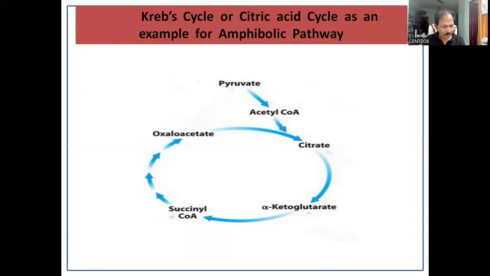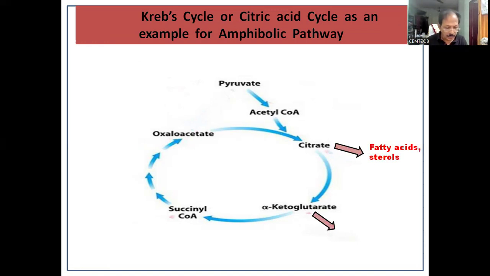About the anabolic part, many intermediates in the citric acid cycle like citrate, alpha-ketoglutarate, succinyl coenzyme A, oxaloacetate, etc. act as precursors for the synthesis of many other biomolecules. This is the anabolic part. For example, citrate is used for the synthesis of fatty acids and glycerol.